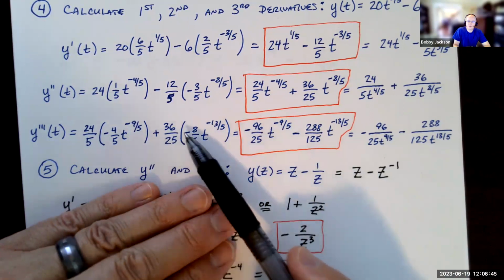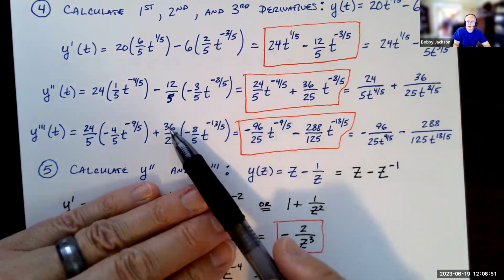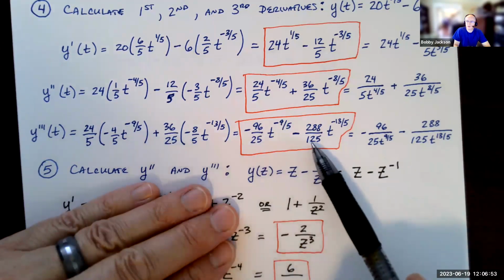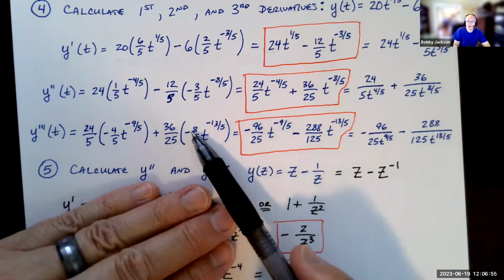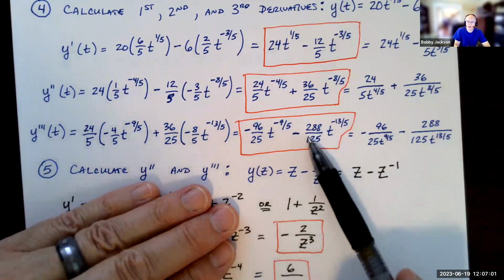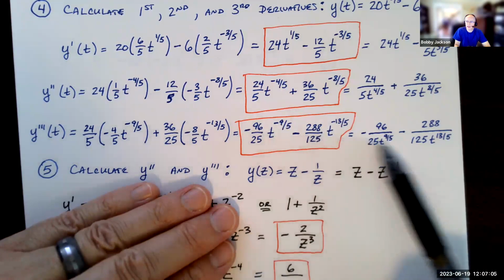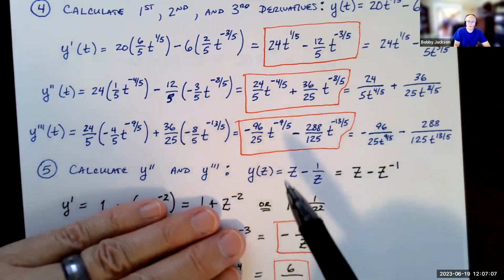And then here, positive times negative is negative. Again, no common factors between the numerator and denominator. 5 times 25 is 125. 36 times 8 is 288. So they do want you to leave it in fraction form, not an equivalent decimal. And there's your final answer, again, without the negative exponents.